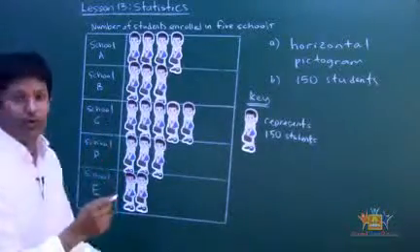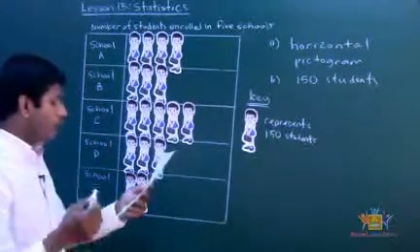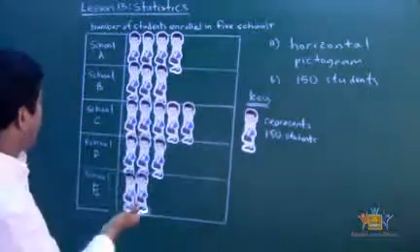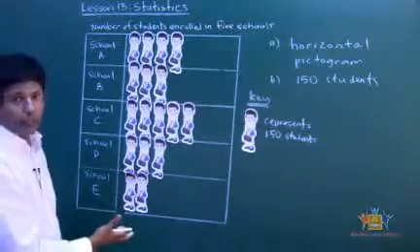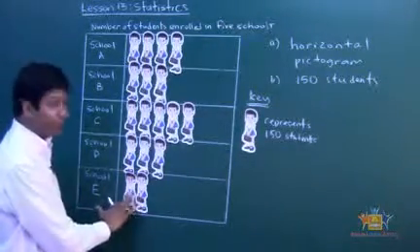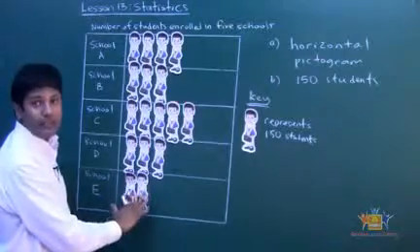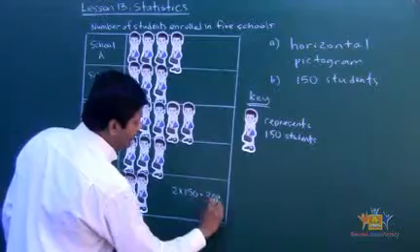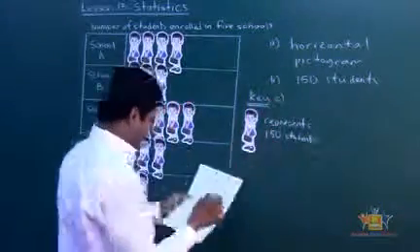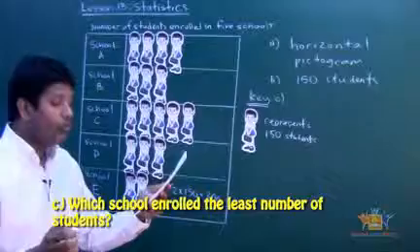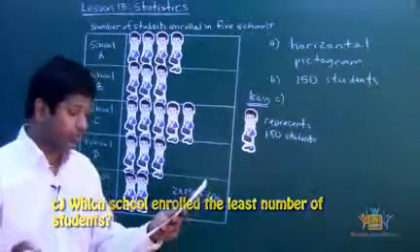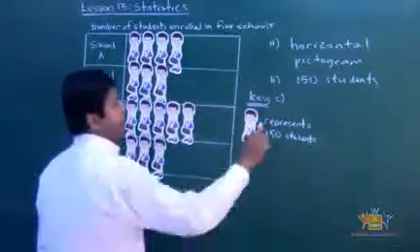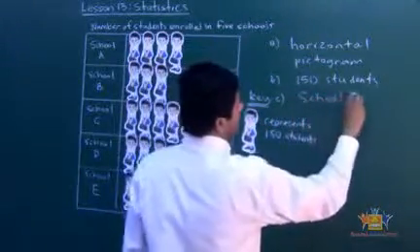150 times 4. Okay, so now C, which school enrolled the least number of students? By looking at the graph, see which one has the least number of pictures. Right there, only 2. That means 2 times 150, which gives you 300. They're not asking for the frequency, they're asking which school. School E. So school E is the least.